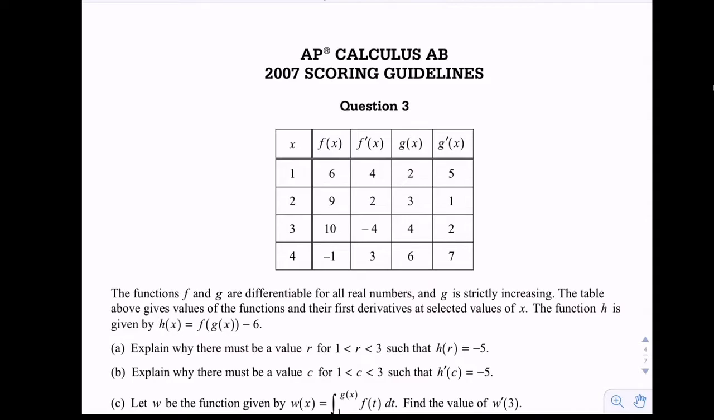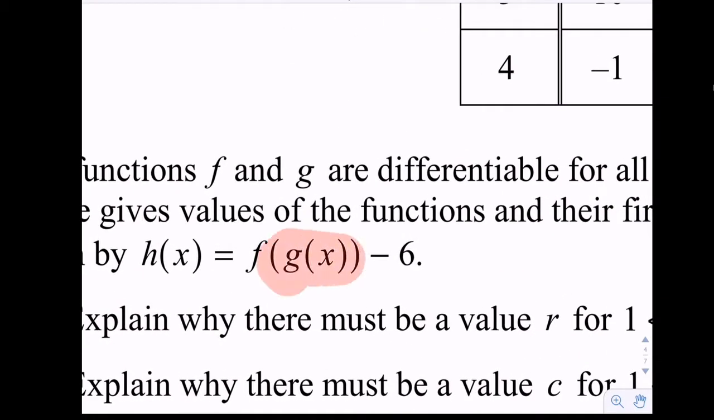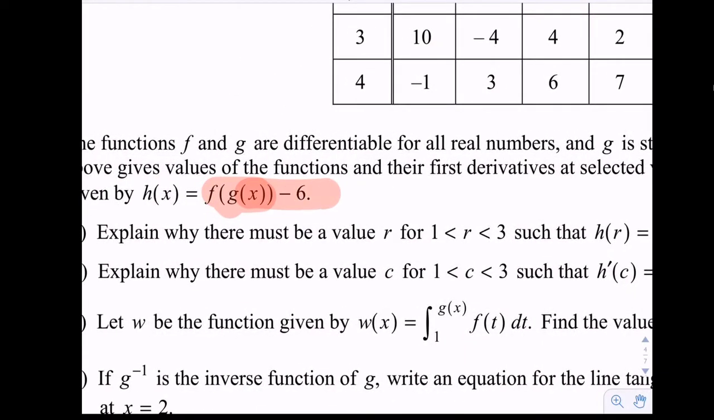The function h is given by this. All right. H is a composition of two continuous functions. So is h itself going to be continuous? Yes, that was the big deal back in 1.5. If you compose two continuous functions, you get another continuous function over their domain. And don't forget the -6, that is part of it.